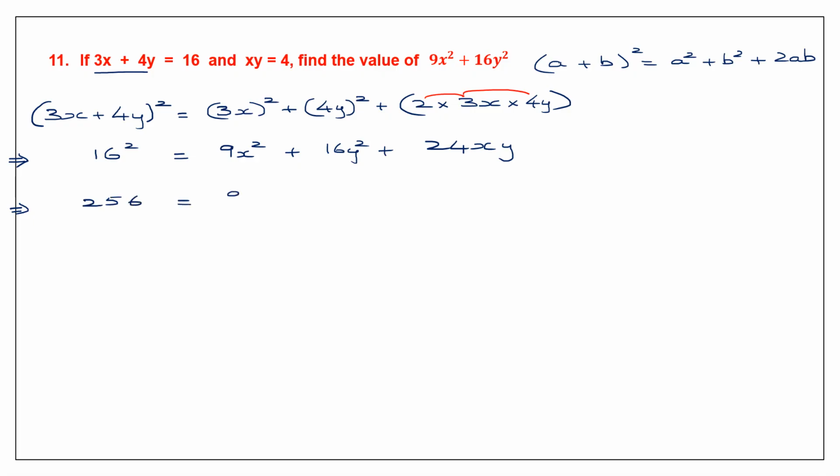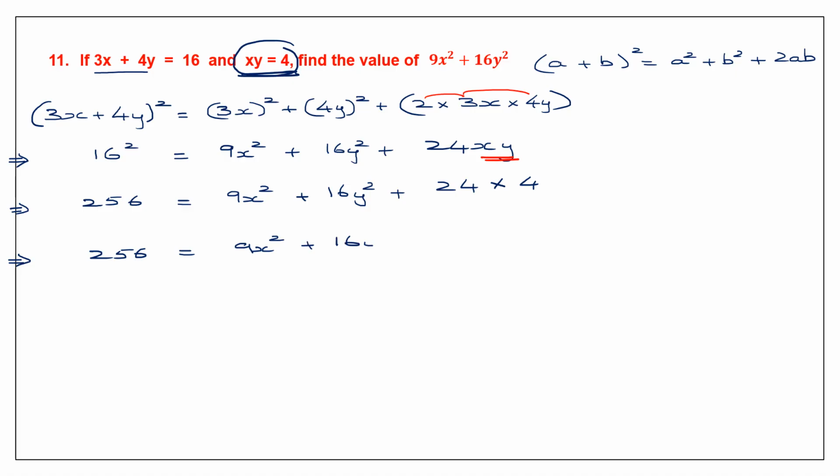And here we have 9x square plus 16y square plus 24. Now look at this xy. The value for that is given to us in the question. xy is equal to 4. That means 24 into 4. So here we have 256 is equal to 9x square plus 16y square plus 24 into 4, which is 96.